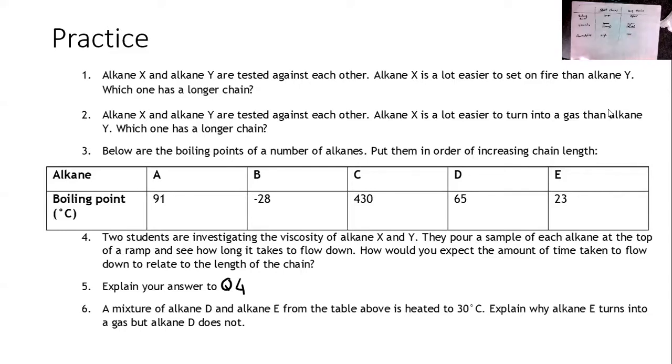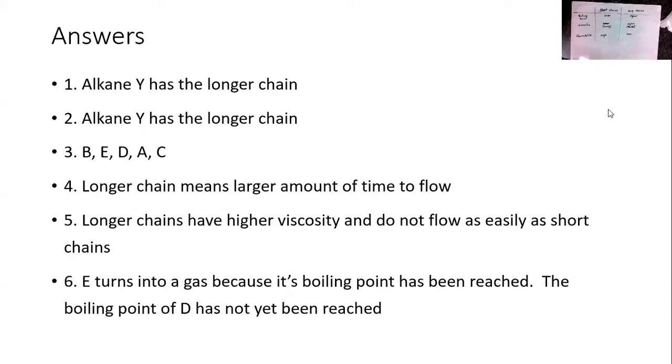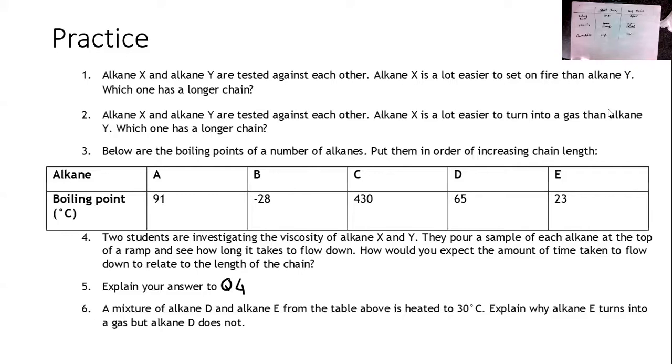Alkane X and alkane Y are tested against each other. Alkane X is a lot easier to turn into a gas than alkane Y. Which one has the longer chain? Which thing is this about? I'm hoping that you realize that this is about the boiling point. So if alkane X is easier to turn into a gas than alkane Y, that means alkane Y has a longer chain. Okay, I'm hoping you got that right. If you didn't, you need to go back to the bit where we talked about the boiling points.